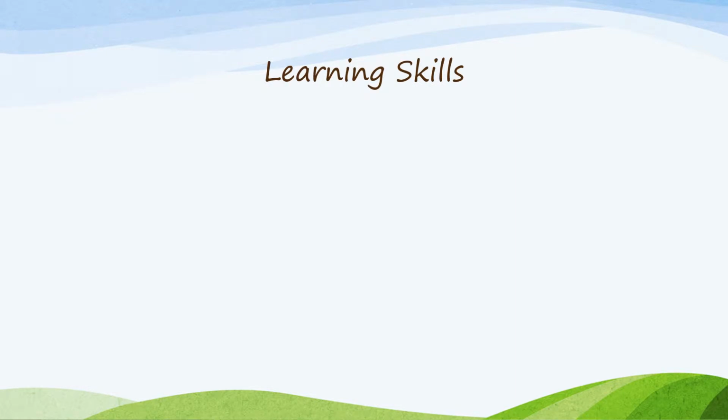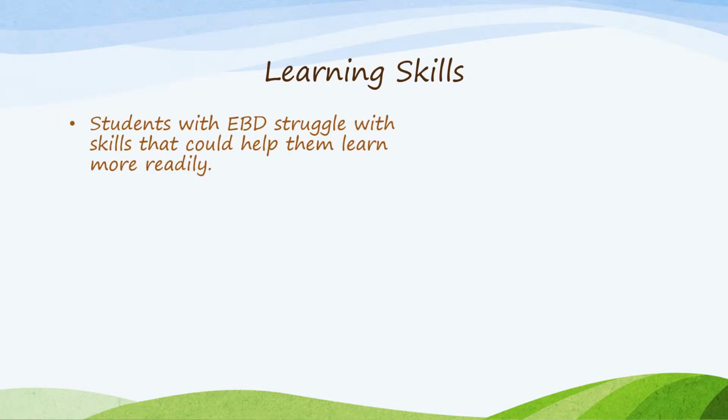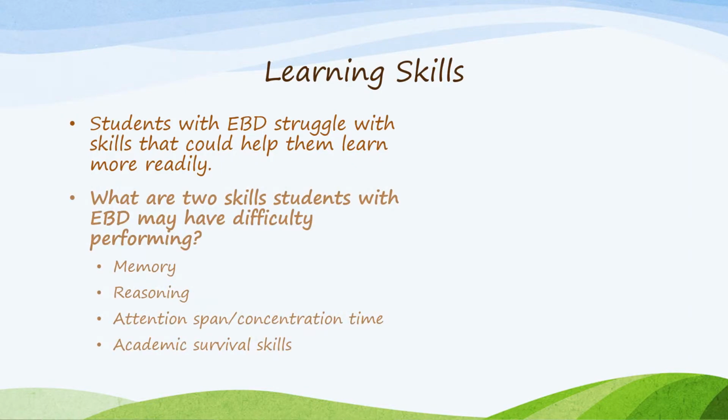So now we'll look at learning skills. Students with EBD struggle with skills that could help them learn more readily. So what are some skills that students with EBD may have difficulty performing? This is pretty similar to the question I asked previously, but it would still include things such as memory, reasoning. They may have a shorter attention span and have more trouble concentrating, and they would also lack academic survival skills.